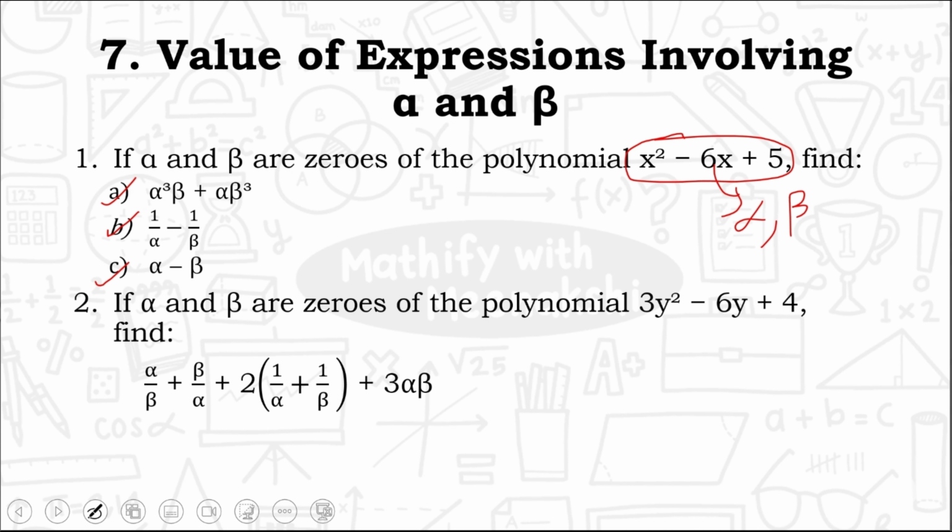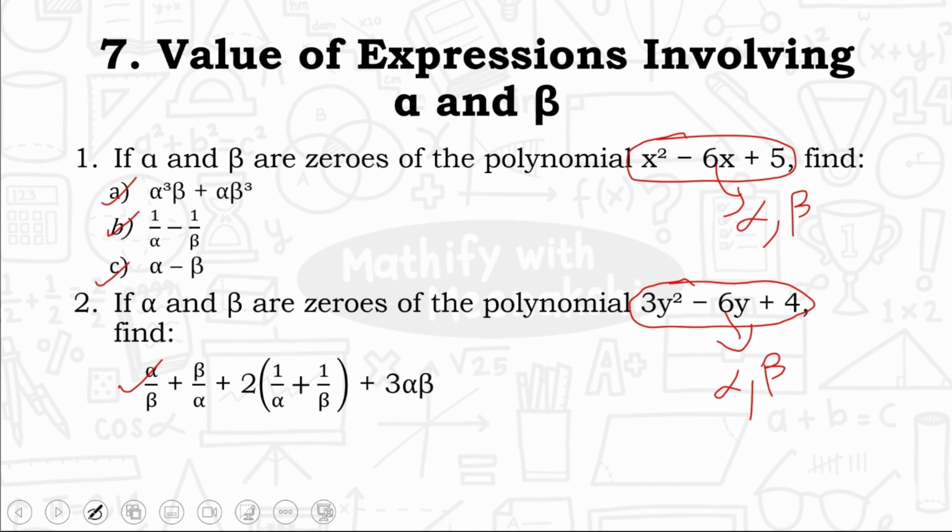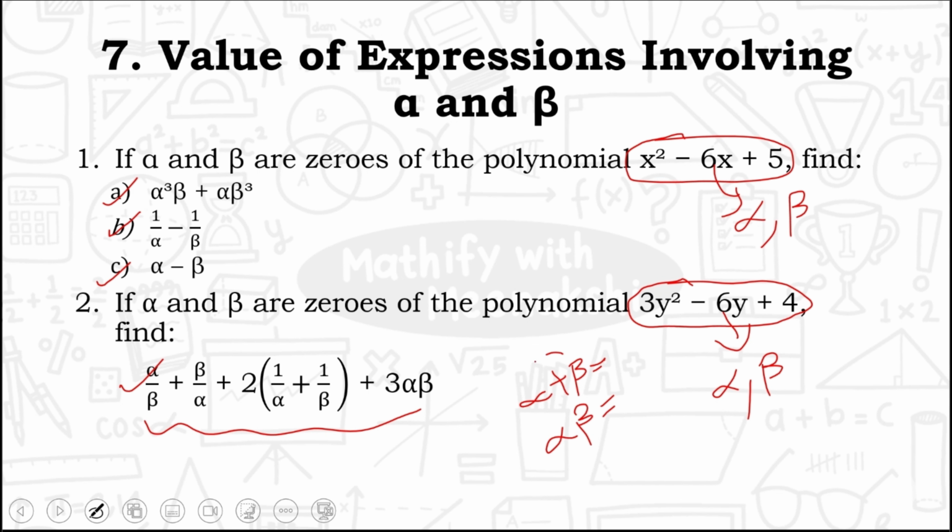Let's move to the second question. If alpha and beta are the zeros of the polynomial 3y square minus 6y plus 4, you have to find the value of this expression. As you know, again here we have only one variable, so we can simply find the value of alpha and beta again by using middle term split or by quadratic formula. And once you know the value of alpha and beta, you can directly put it here. Or, if you want, you can use the sum of zeros, alpha plus beta is minus b by a, and alpha into beta is c by a. Then you can find the LCM of this, convert your expression in terms of alpha plus beta and alpha into beta, and directly put in the values. So in this case, you need not find the value of alpha and beta.